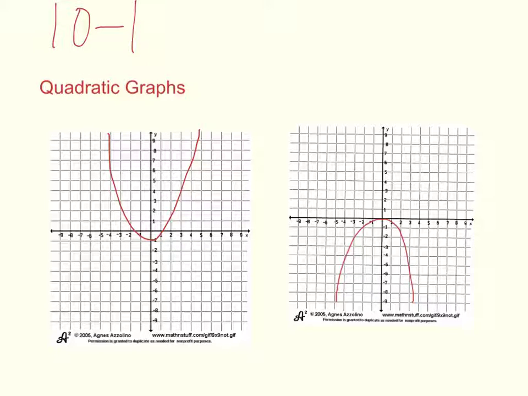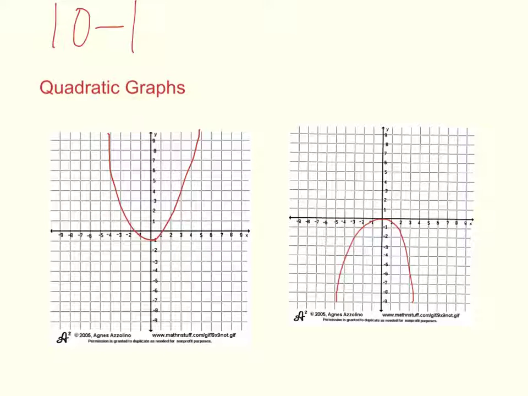So when it comes to quadratic graphs, a quadratic graph is like a U-shaped line on the graph. And at the end of the graph is a little peak, kind of the lowest point or the highest point. That's called the parabola.